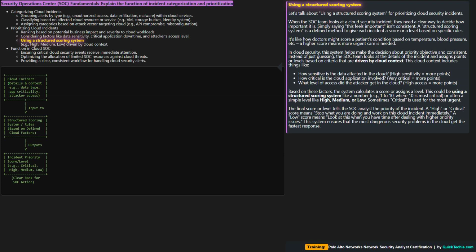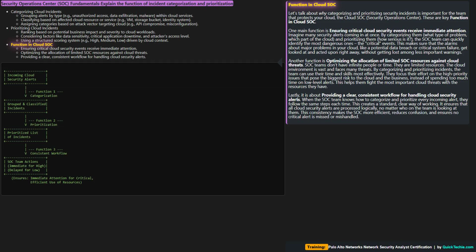Based on these factors, the system calculates a score or assigns a level. This could be a number, for example, 1 to 10, where 10 is most critical, or often a simple level like high, medium, or low. Sometimes critical is used for the most urgent. The final score or level tells the SOC analyst the priority of the incident. A high or critical score means stop what you are doing and work on this cloud incident immediately. A low score means look at this when you have time after dealing with higher priority issues. This system ensures that the most dangerous security problems in the cloud get the fastest response.